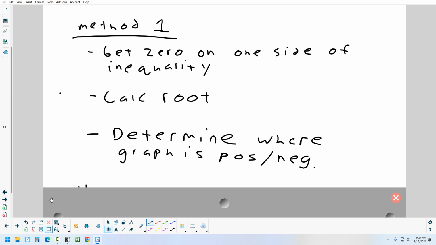Once you get everything on one side and you calculate the root, the answer is either going to be where you're above 0 or where you're below 0. It depends on what the inequality was originally. So it's usually determining where your graph is either above the x-axis or below the x-axis. But you'll know where it exactly crosses the x-axis because you're going to calculate the root.